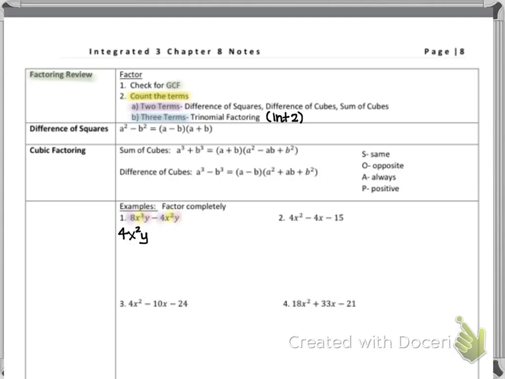So with this, I now take my GCF and I'm going to put it out in front of a set of parentheses. Now I'm going to do my division. So I'm going to go through and I'm going to take a look at each one of the terms here.